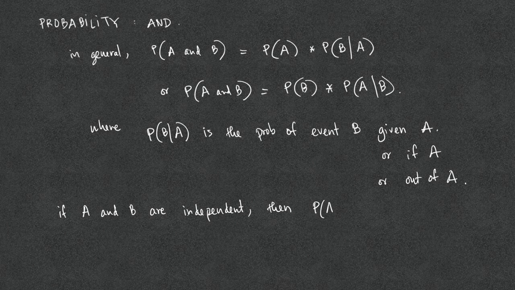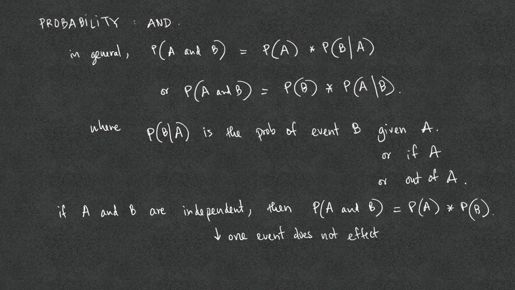Now, if A and B are independent, then the probability of A and B is simply the product of the probability of A and the probability of B. Two events are independent if one event does not affect the outcome of the other.